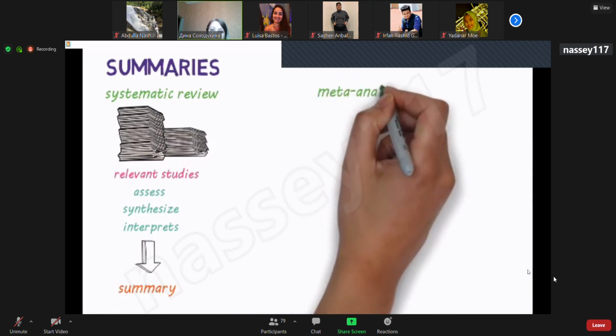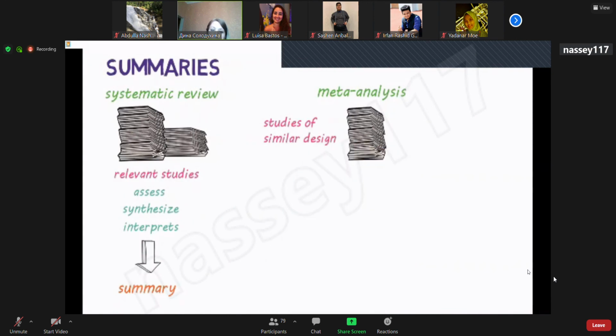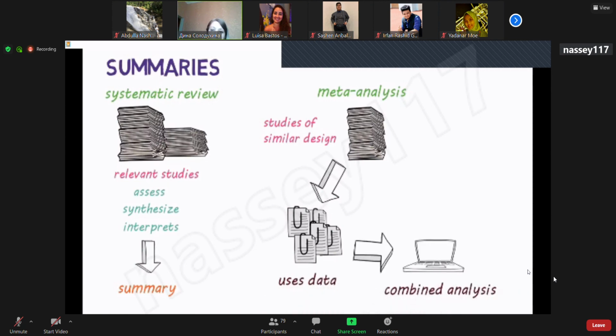A meta-analysis uses data from all the studies that have addressed the same question and have a similar study design. It then uses the data from these studies to do a combined statistical analysis and produces a single summary result.